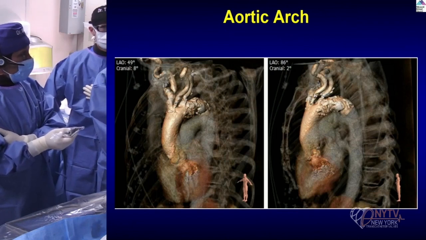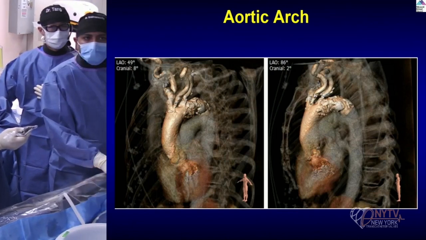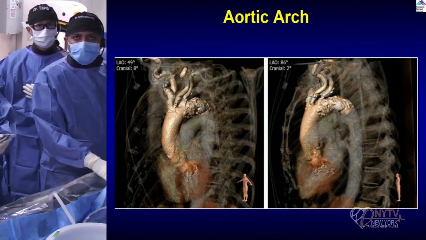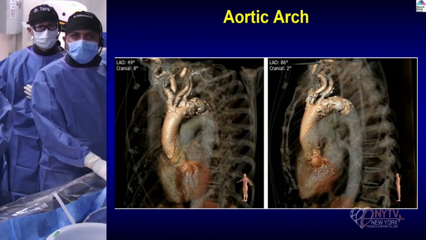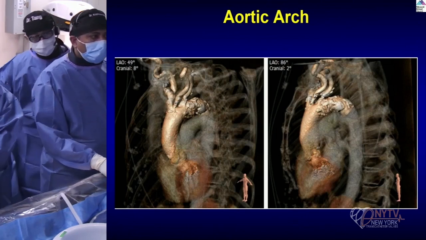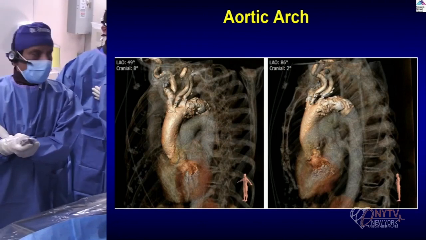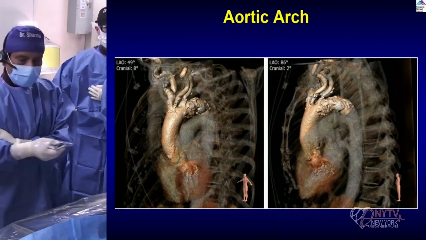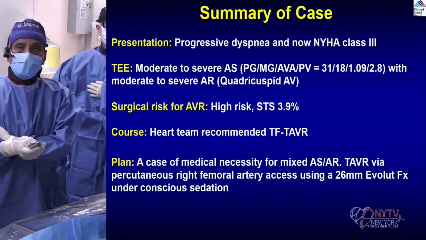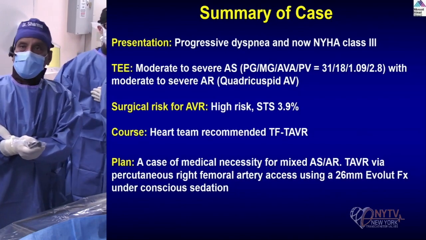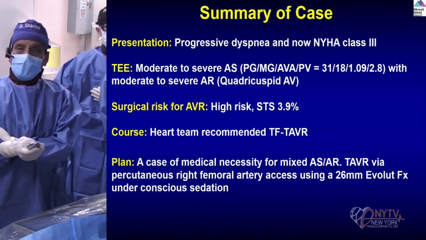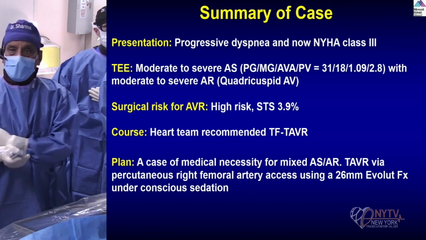We do 2 pre-closes unless the vessel size is small or there's a significant amount of calcium, and we tend to use another closure device with another mechanism on the way out, such as an Angio-Seal, if we don't achieve hemostasis. We do some cases this way, and I know we are part of the Mentor trial, and George is the PI.